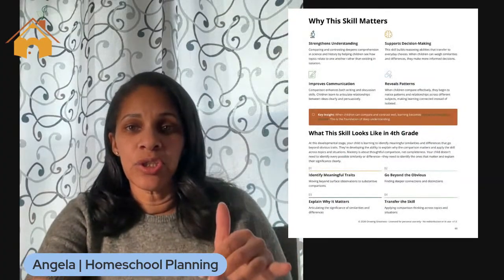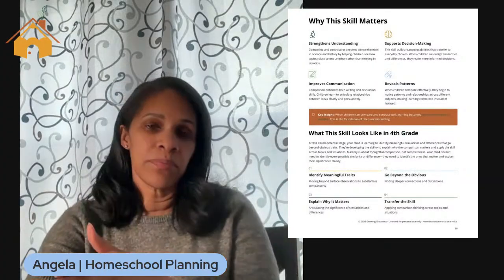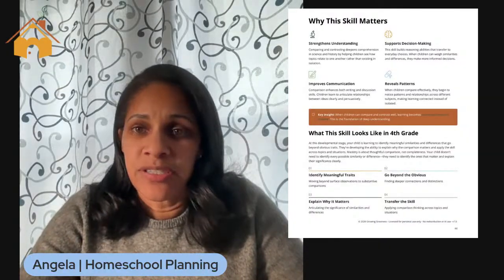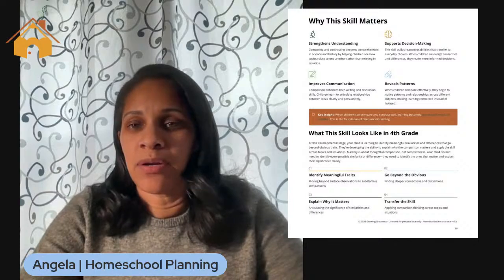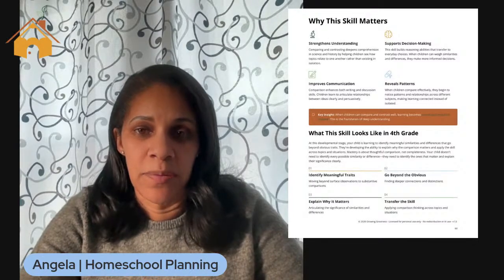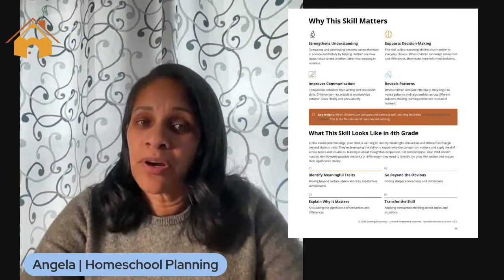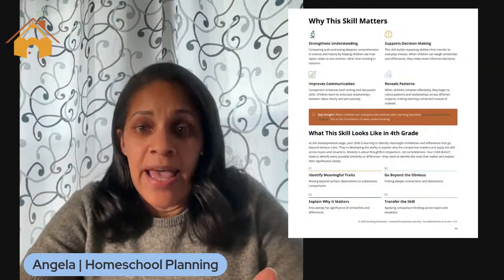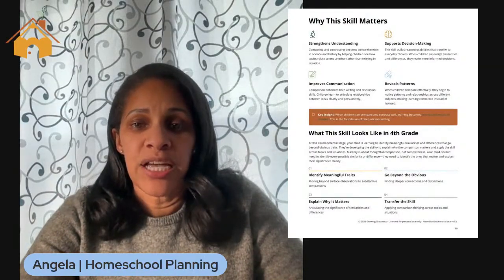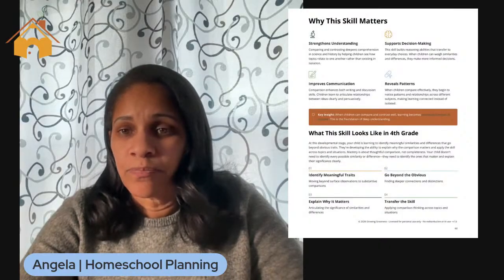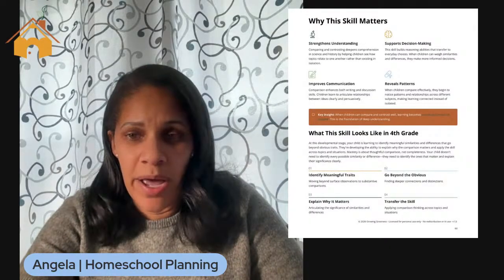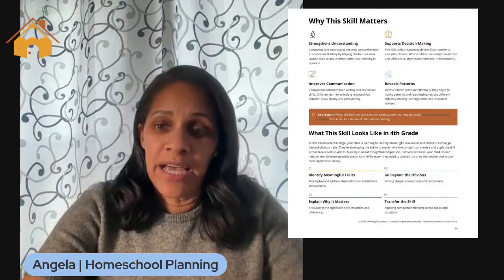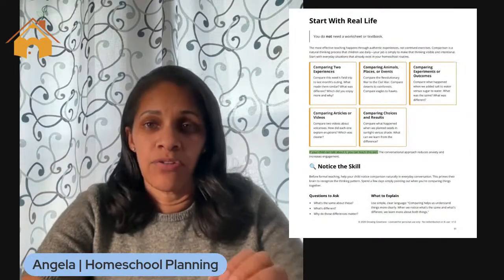The next thing I do when I'm planning, this is not with my child yet, is I look at why the skill matters. It strengthens understanding, it supports decision making, it improves communication, and it reveals patterns. But the most important thing is what it looks like in fourth grade. So she's currently doing fourth grade work. And in fourth grade, she has to identify meaningful traits, go beyond the obvious, explain why it matters, and be able to transfer the skill. So that's what it looks like to actually do this skill in fourth grade.